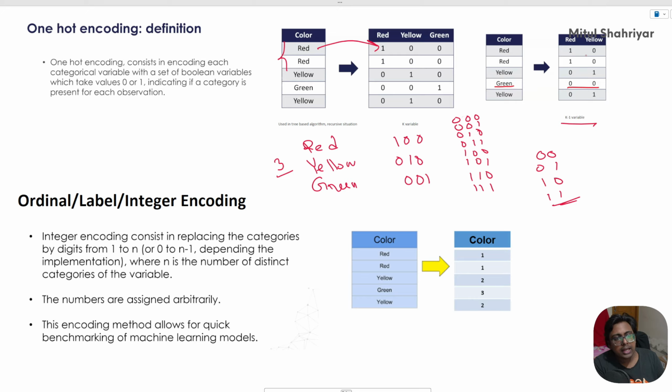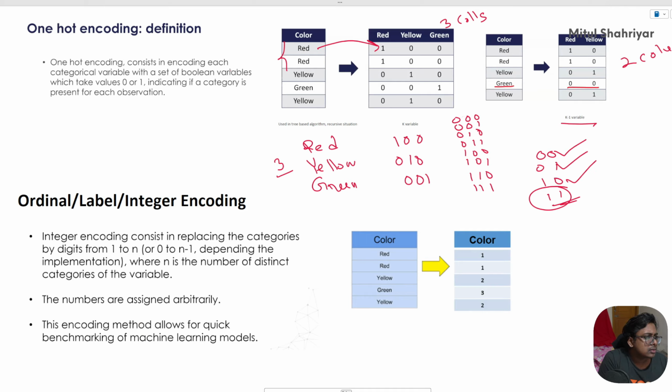So here you can see red has been assigned 1 0. Yellow has been assigned 0 1. And green has been assigned 0 0. That means we have one more room left. Here we have just used two columns. And we have three columns here. I believe that should be okay. So we have learned about one-hot encoding.